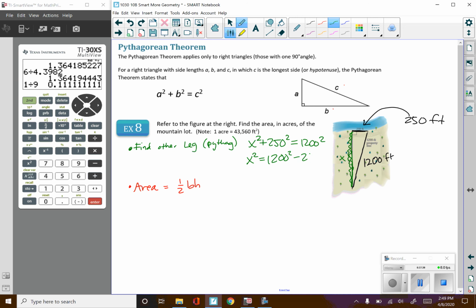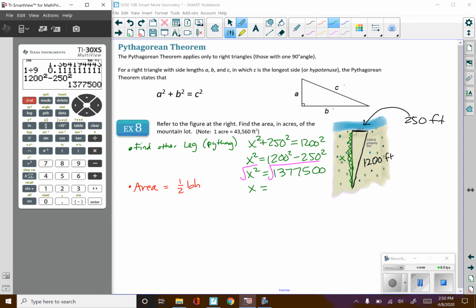So if we subtract, we can get that x by itself. 1,200 squared minus 250 squared. 1,377,500 is x squared. So then to finish up, we take the square root and we get 1,173.67. That should be okay.